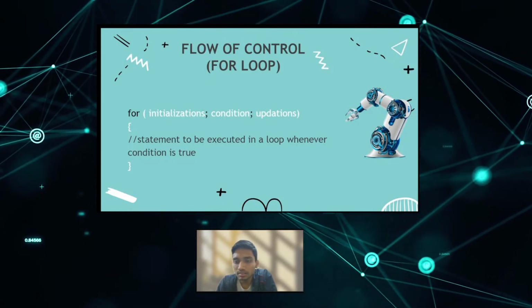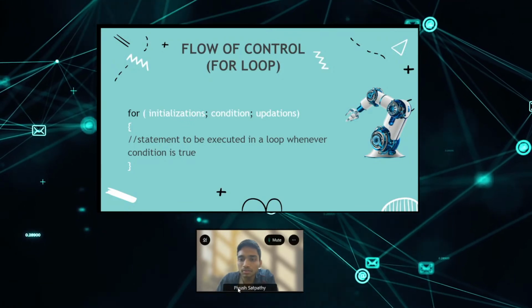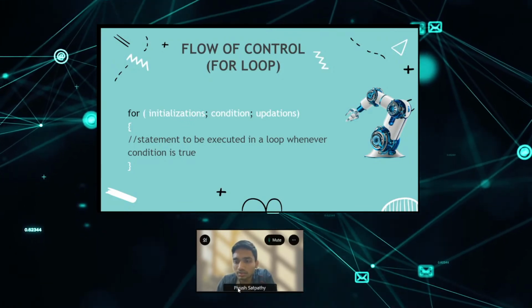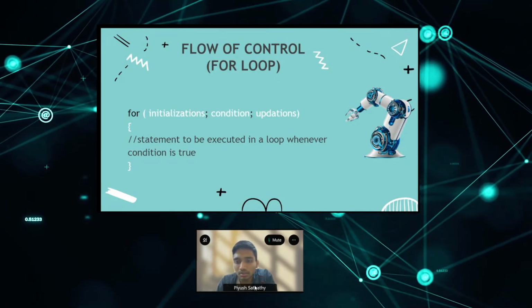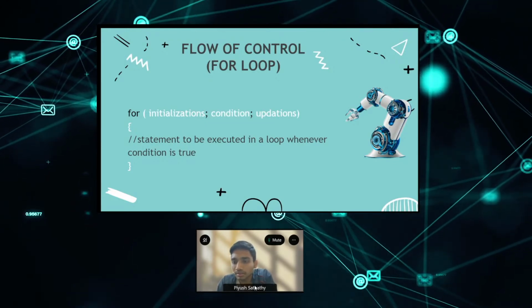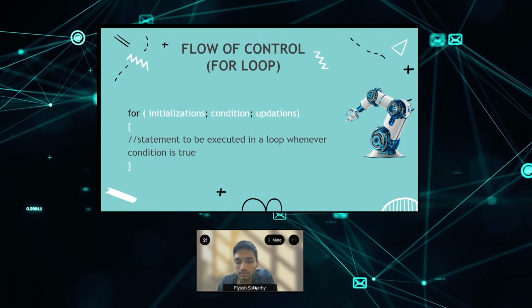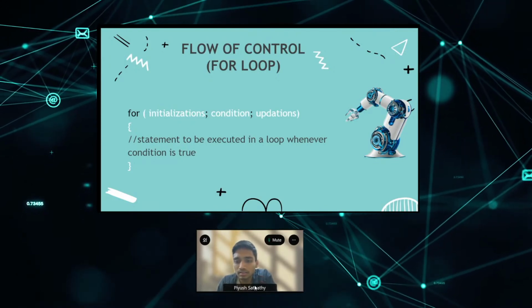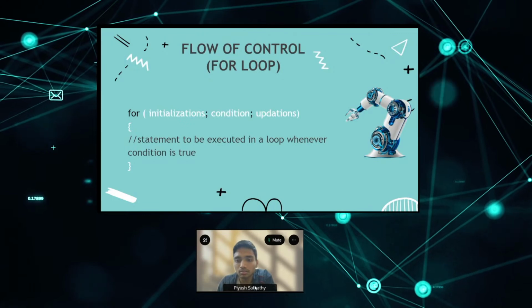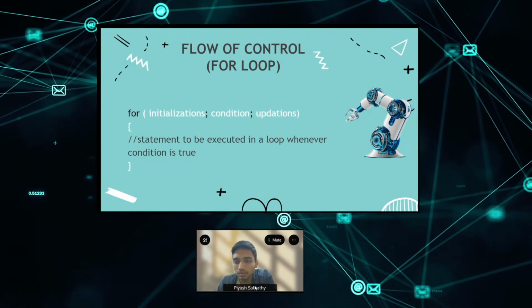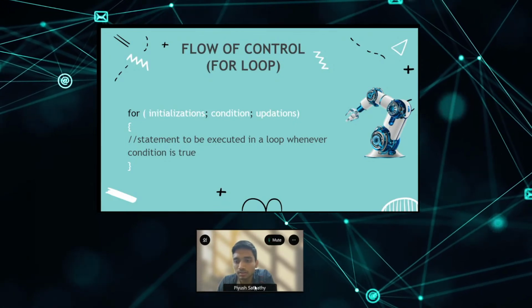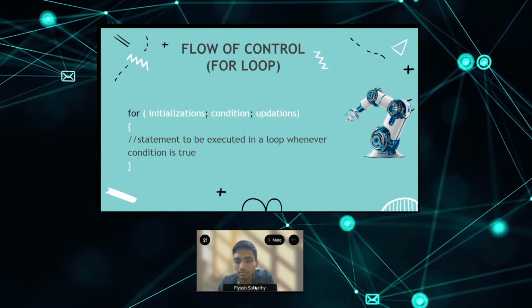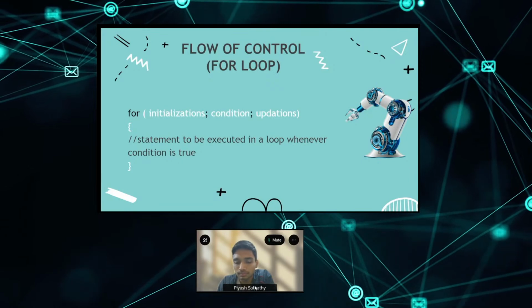The initialization step is executed first and only once. This step allows you to declare and initialize any loop control variables. You are not required to put a statement here as long as a semicolon appears. Next, the condition is evaluated. If it is true, the body of the loop is executed. If it is false, the body of the loop does not execute and the flow of control jumps to the next statement just after the for loop.